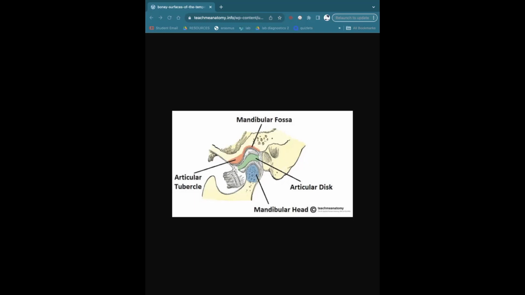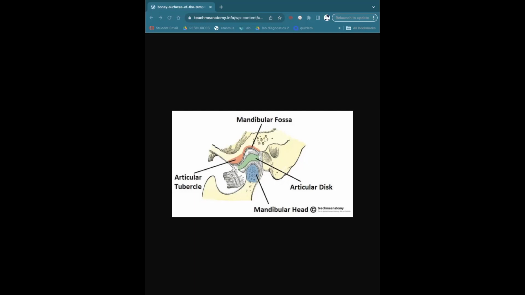If he asks you where it is located, you will say, it is located anteriorly to the tragus of the ear. The tragus is a part of the ear, on the lateral aspect of the face. Anterior to the tragus of the ear and lateral aspect of the face, okay?